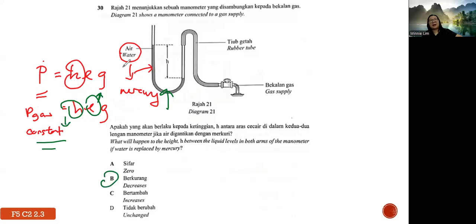So let's say you replace this with a different liquid which is less dense, like oil. Then it will be the other way around, they will increase. But if the question says I change to a thicker diameter, then there won't be a change, right? Understand? Because diameter won't affect the value of H. So that's something you all need to take note of, how to solve these questions.